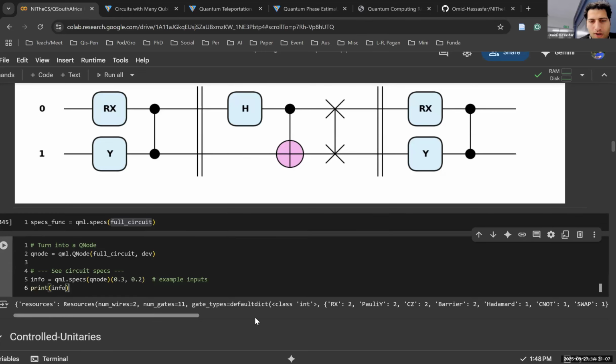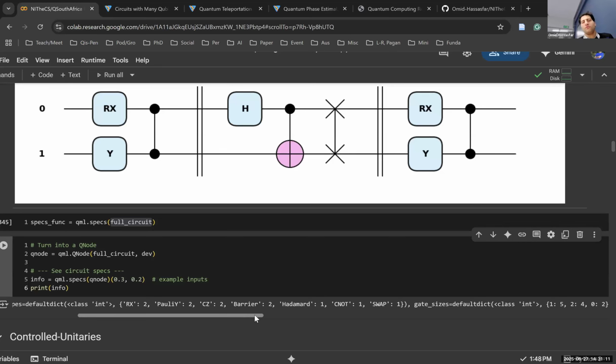And also what types of gates you use. Usually, when you publish something, you need to specify two-qubit gates like CNOT. You need to say, okay, my algorithm is more efficient because I use 10 CNOTs instead of, I don't know, 20 CNOTs. I use 1 CZ instead of 3 CZ. That is something you can quickly check with qml.specs.